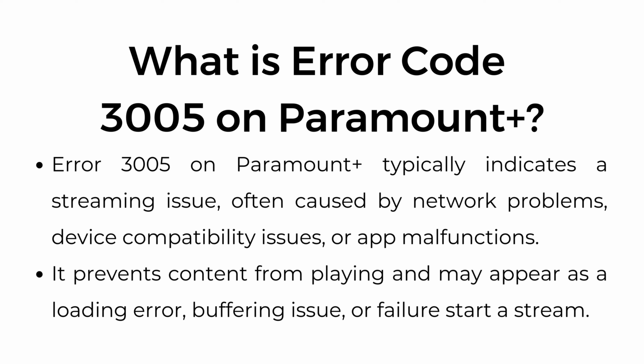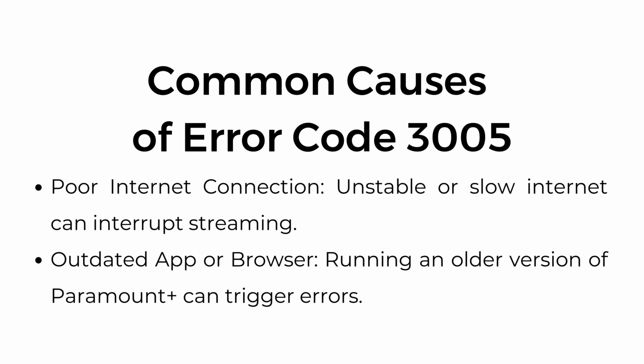Error 3005 on Paramount Plus typically indicates a streaming issue, often caused by network problems, device compatibility issues, or app malfunctions. It prevents content from playing and may appear as a loading error, buffering issue, or failure to start a stream. Common causes of Error Code 3005.